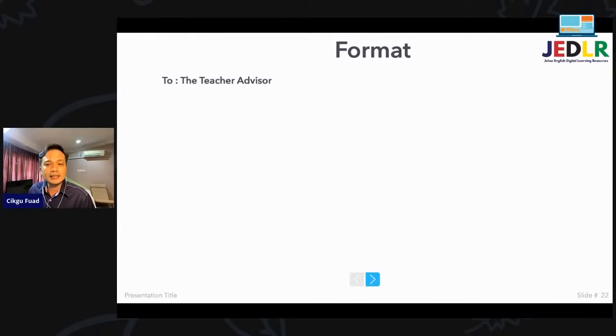Kalau tulis nama aja, contoh for example, you write Cikgu Pushpa. But you tak tulis teacher advisor, you will not get mark. You will need to write the teacher advisor. Okay, after that, write the title.